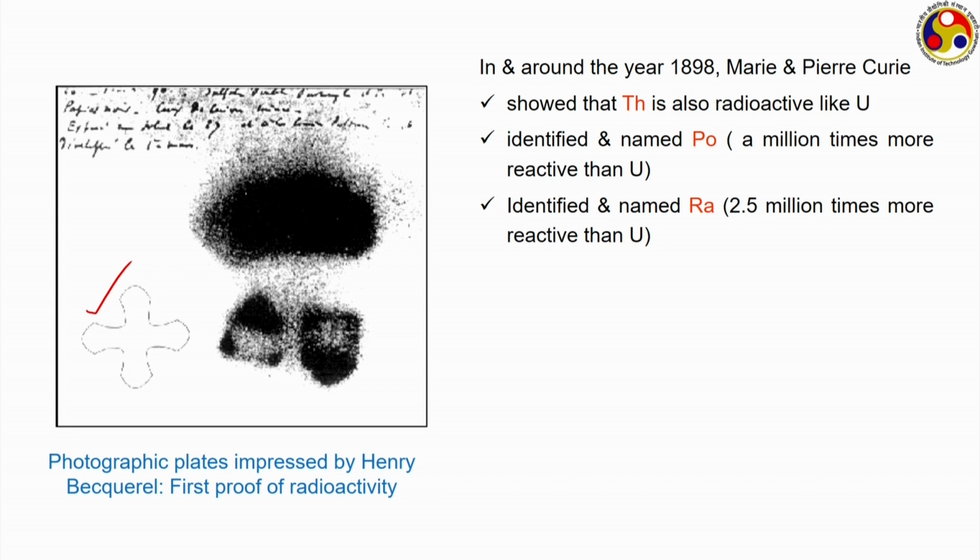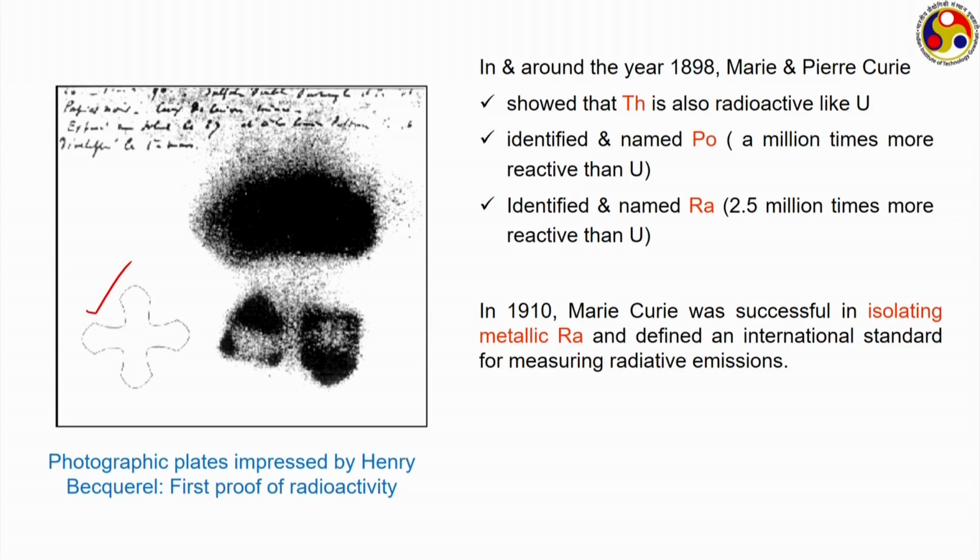In acknowledgement of their discovery and their seminal work on radioactive emissions, Marie and Pierre Curie and also Becquerel received the Nobel Prize in Physics in 1903. Marie Curie was the first woman to receive the Nobel Prize. Later, around 1910, Marie Curie alone, following the death of Pierre Curie around 1906, was successful in isolating metallic radium and also defined an international standard for measuring radioactive emissions. In acknowledgement of this work, she received the Nobel Prize in Chemistry, I think in 1913, and she remains one of only 2 persons who have received the Nobel Prize in 2 different disciplines.